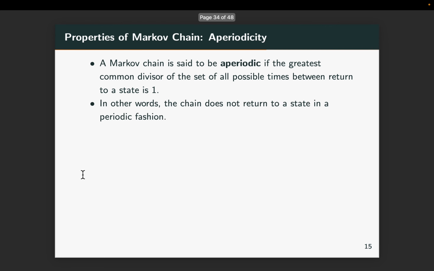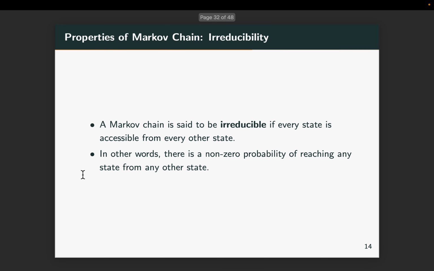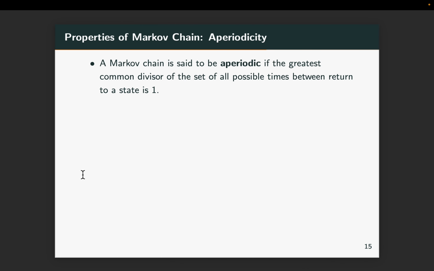The last property is called aperiodicity, and the definition is hard. If you just stare at the definition, the greatest common divisor of the set of all possible times between returns to a state is 1.